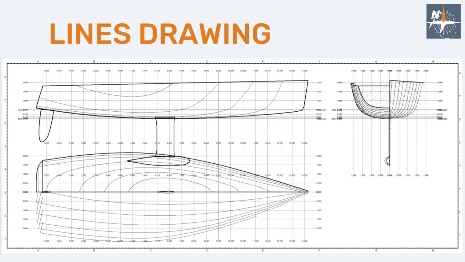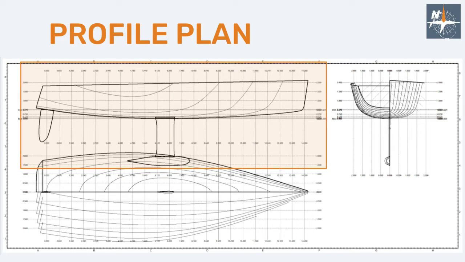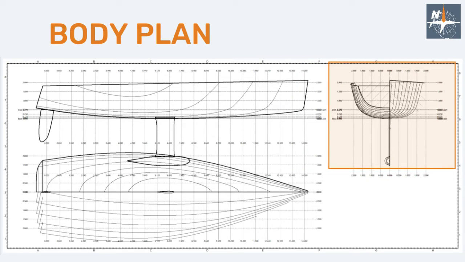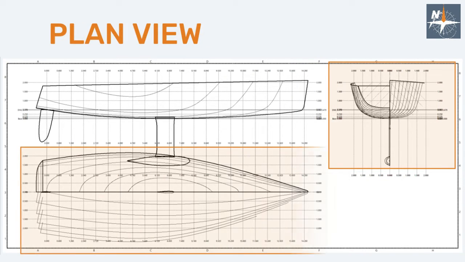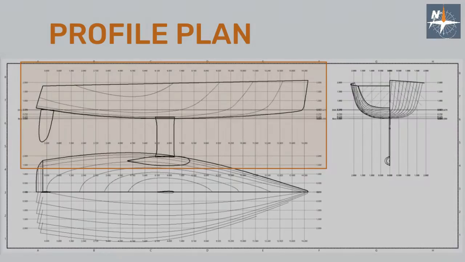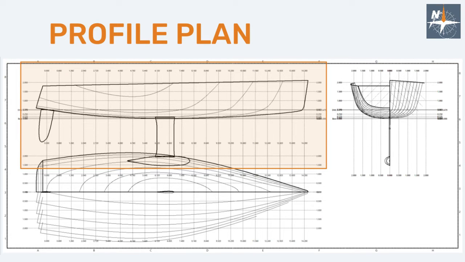The lines drawing usually includes three different views: the profile plan, the body plan, and the plan view. The profile view is the view of the hull from the side and is generally located at the top left of the lines drawing. In this view, we can observe the shape of the buttocks and the yacht's appearance, for example, bow and stern shapes and the sheer line.